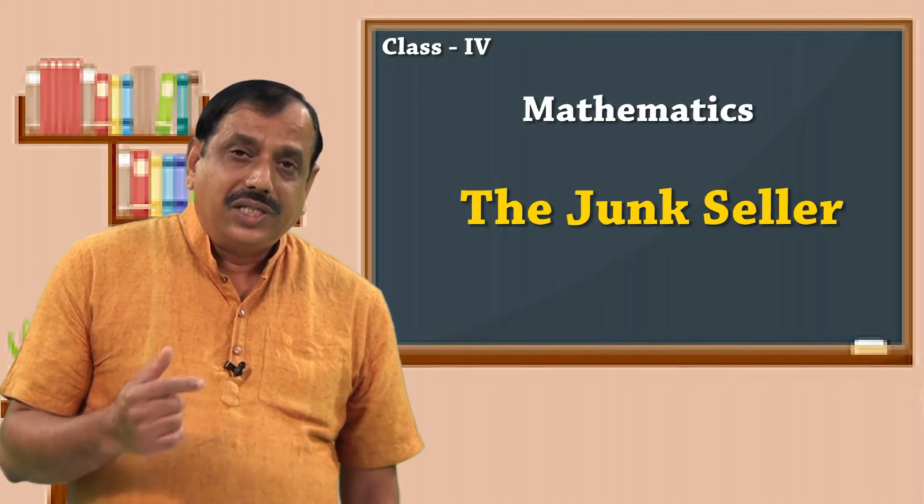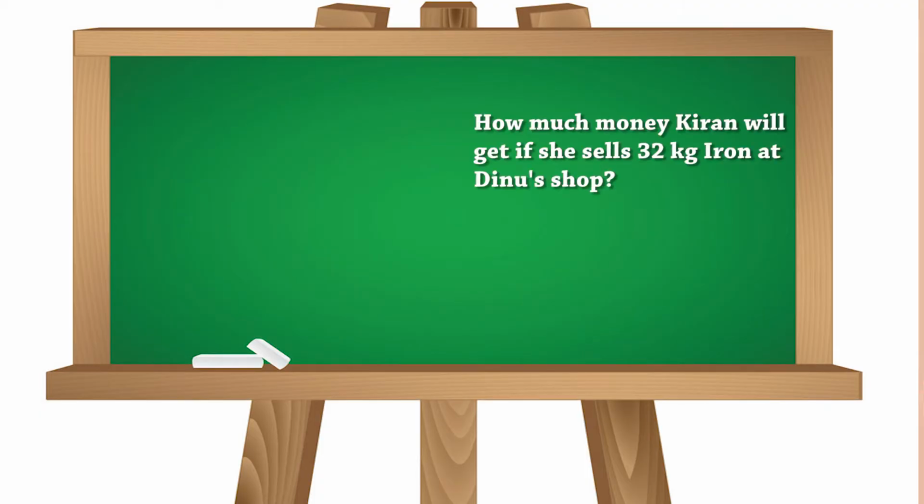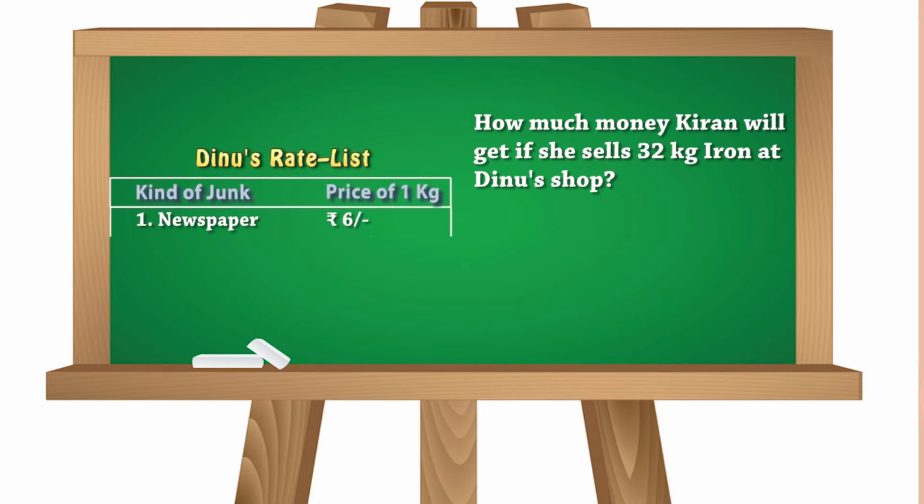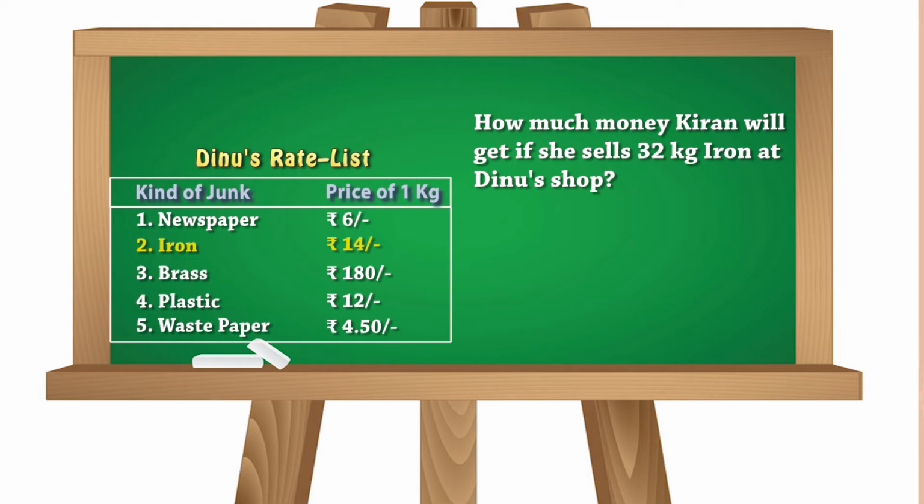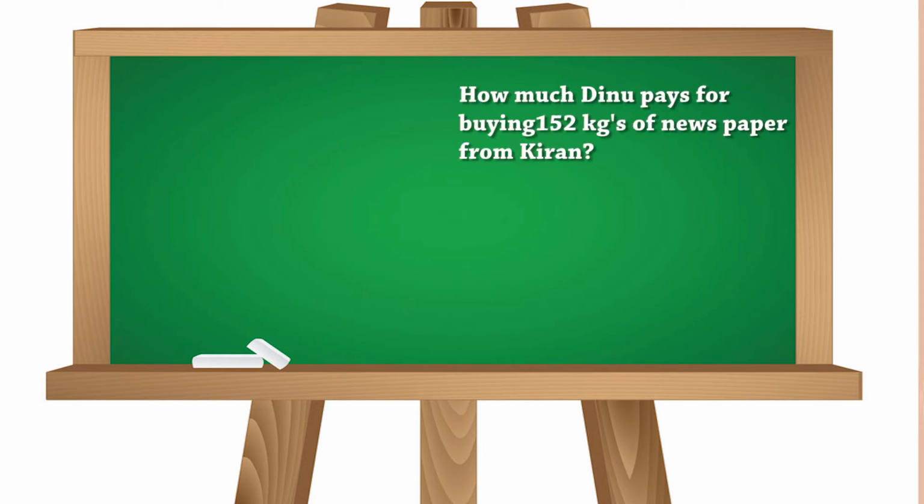Now, we will go to the next problem. How much money will Kiran get if she sells 32 kg of iron at Dinu's shop? Now, compare the rate list. Per kg it is 14 rupees and she is selling 32 kgs. So, therefore, it is 32 into 14. If I compute this, I get the answer as 448 rupees. So, we will move on to the next question.